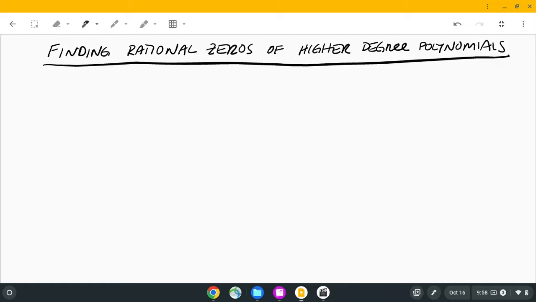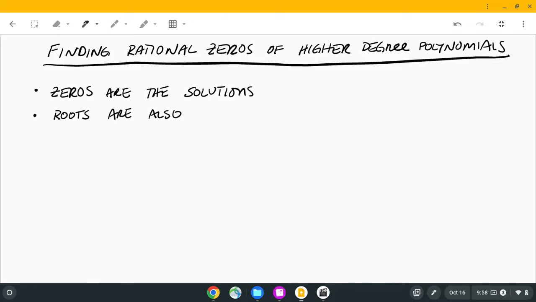Just some vocabulary here. Zeros are the solutions. Another way to call them are roots. Roots are also the solutions. So whenever you hear or see directions that say find the zeros or find the roots, they're basically asking you to solve.